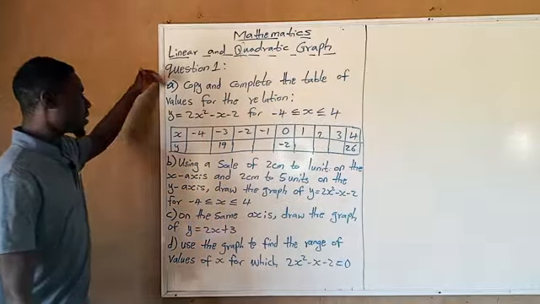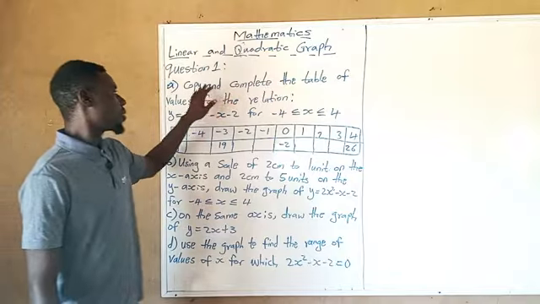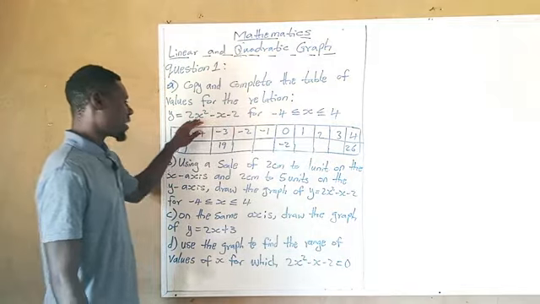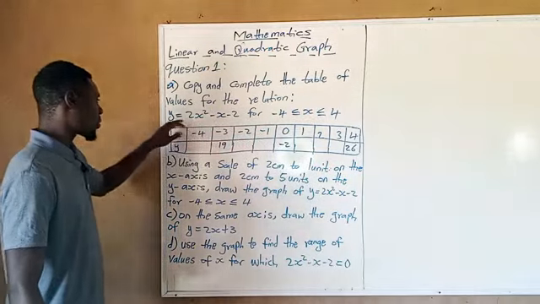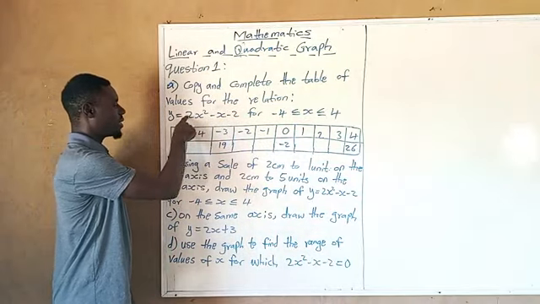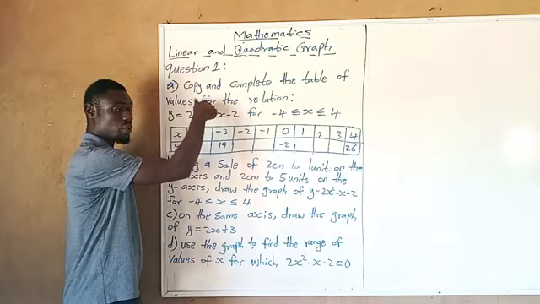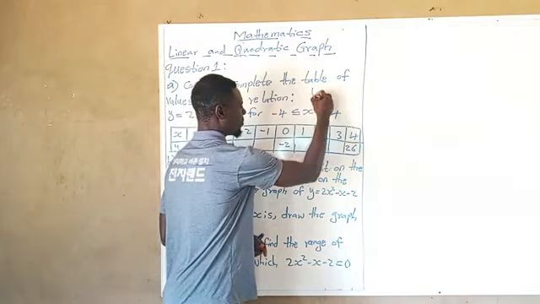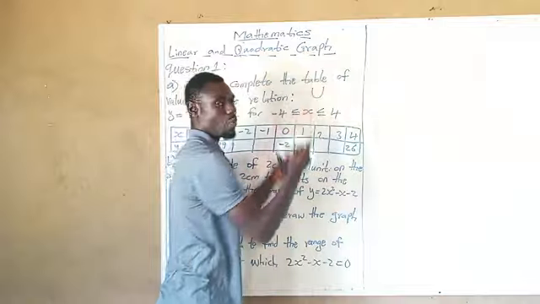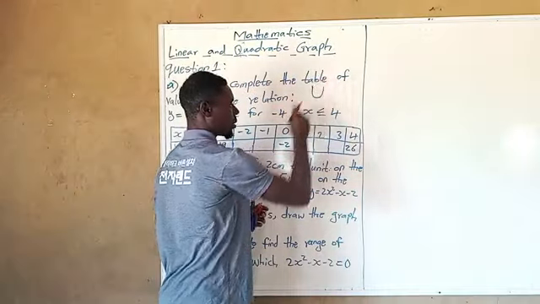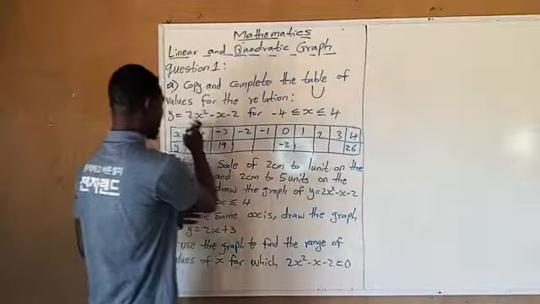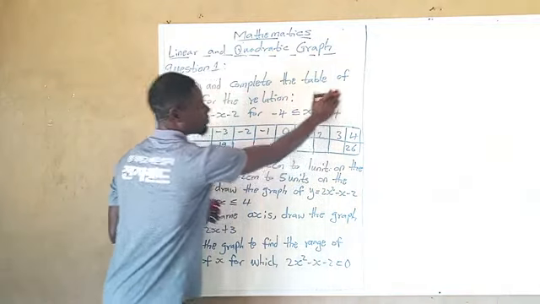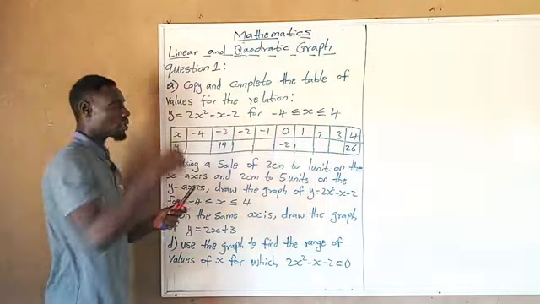Now, a question is given to us that we should copy and complete the table of values of the relation. Now, this is the relation that was given to us. If we check very well, the quadratic here is power 2. That is quadratic. But here it is positive, so we will end up having a quadratic graph that is an upward shape. The curve there is upward because it is positive. But assuming it was negative, it would be downward.